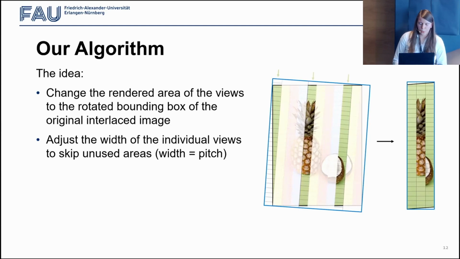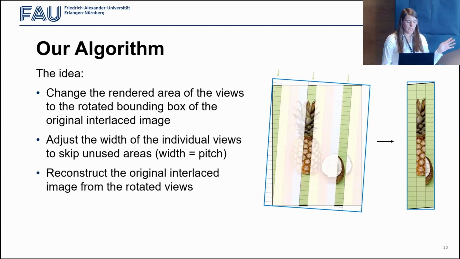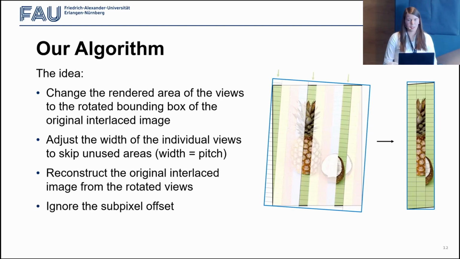For the new width, we can use the pitch because the pitch, on the one hand, describes how often all views are repeated in the interlaced image, but this inversely also means that the pitch means how often each individual view is used in the interlaced image. So by simply setting the width to this pitch, we then skip exactly the areas we don't want to render and end up rendering the strips we want. From these squished, condensed views, we can then reconstruct the interlaced image by simply applying the inverse mapping in the interlacing shader. And it should be noted that for our approach, we ignore the subpixel offset and simply align our indexes with the green subpixel channel.